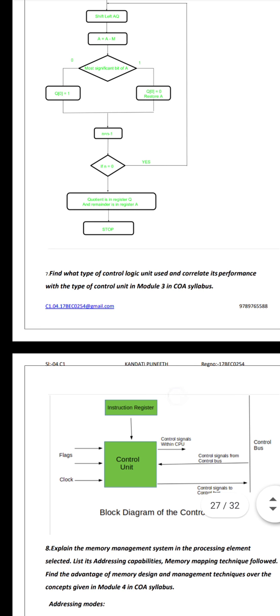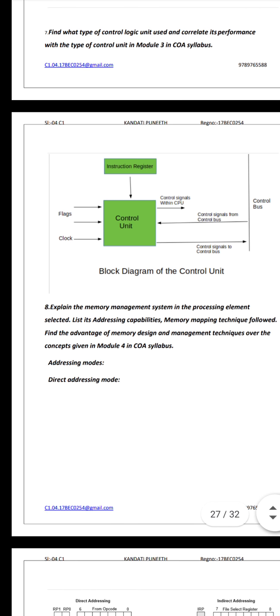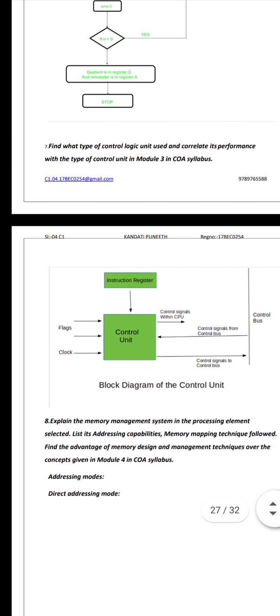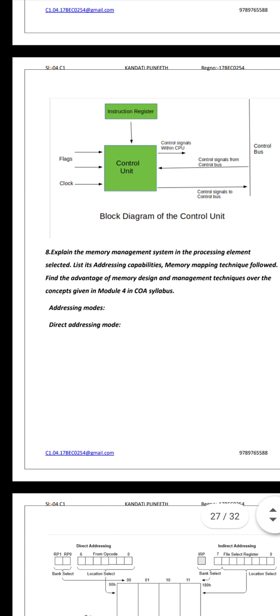And coming to the seventh question, find what type of control logic unit is used and correlate its performance with the type of control unit in the COA syllabus module 3. And this is the main block diagram of the control unit. There are the instruction register, control unit, flags, clock, control bus. This is the main block diagram of the control unit. This is the type of control logic unit used and its correlated performance.